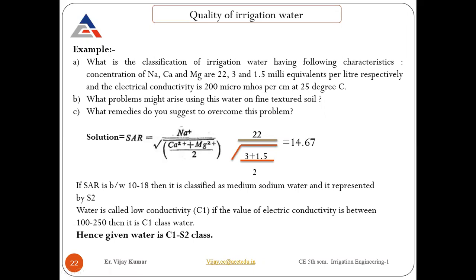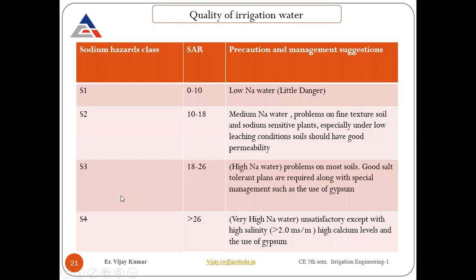It's the sodium absorption ratio, so this is a ratio only, and there will be no unit actually. If you go with the last table, it's coming under this category. So you can read it from there. It's coming under sodium hazard class number 2. The SAR number is ranging between 10 to 18, and our value is 14.67. So it is medium sodium water, a medium class.